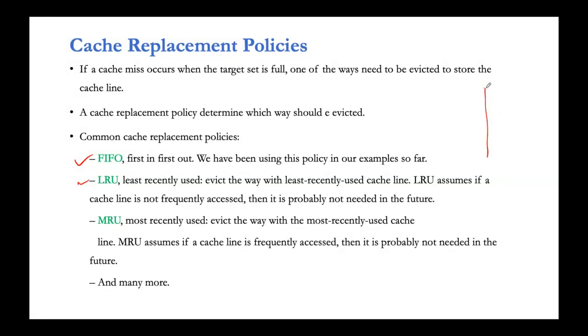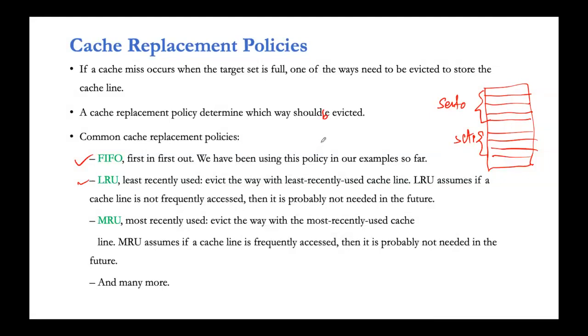As we discussed in the cache placement policy, the set associative cache combines the direct mapped cache and your fully associative cache. Then for every set, there are certain ways. Suppose if there are two frames, it means two way. If four frames are there, then we say four ways. If any set becomes full, then some way must be evicted to store the new cache line. So your cache replacement policy determines which way should be evicted.